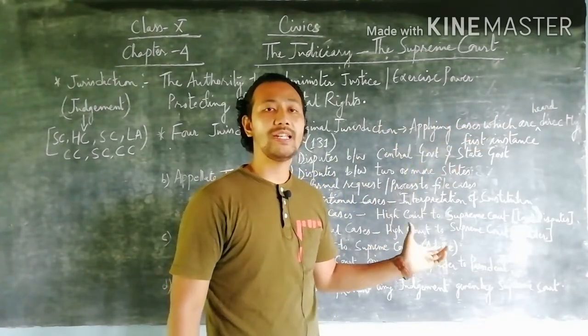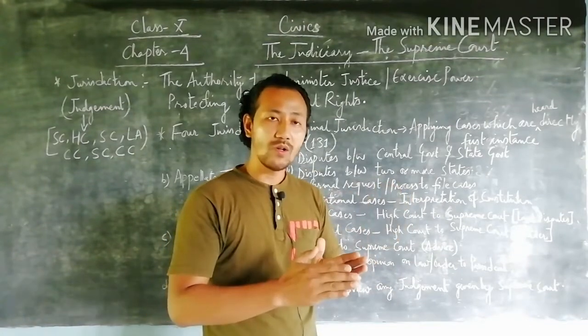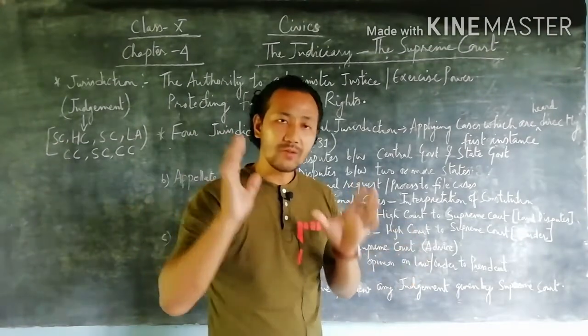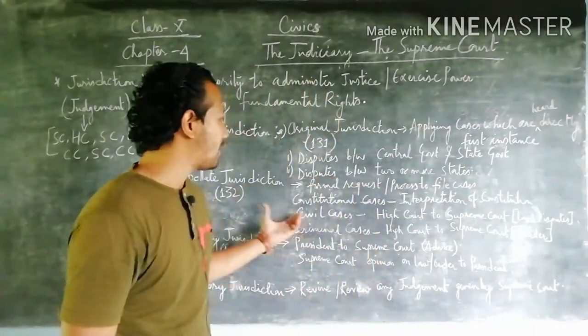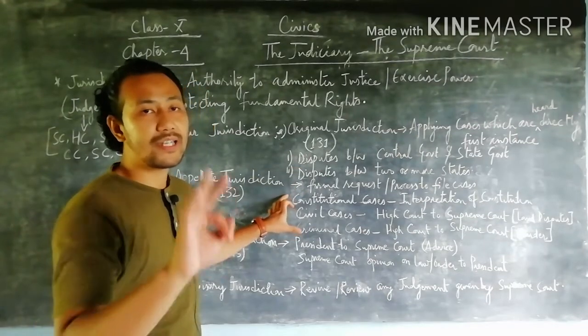So those cases which are forwarded from the High Court or from a lower court directly to the Supreme Court for appeal are known as appellate jurisdiction. Under the appellate jurisdiction, it comes under three broad categories.